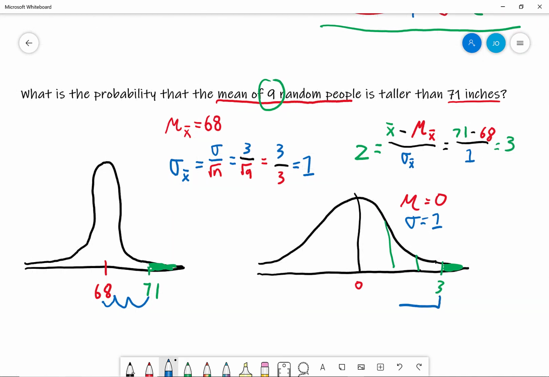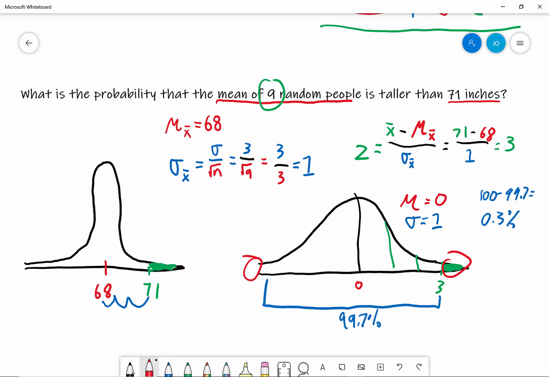So if we wanted to calculate this out using our empirical rule, we know within 3 standard deviations is 99.7%. We don't want that stuff. We want just this half of that outside area. So we'll take 100 minus 99.7, and we end up with 0.3%. But we don't want all of that because that's some stuff over here and some stuff over there. We just want half of that, so we'll divide that by 2. And we end up with 0.15%. There's a 0.15% chance that the mean of 9 random people is taller than 71 inches.